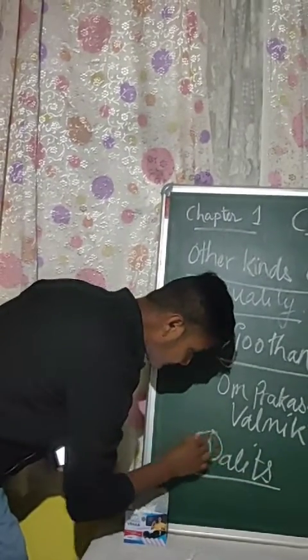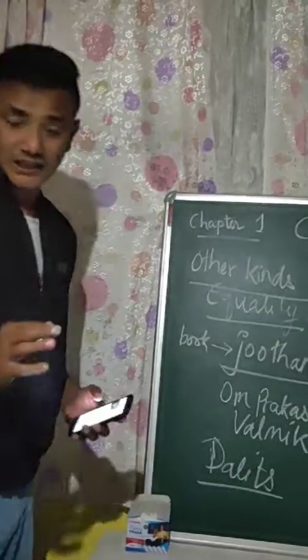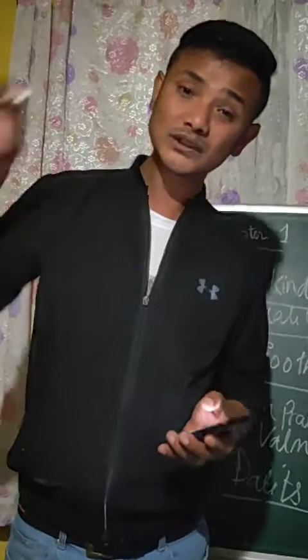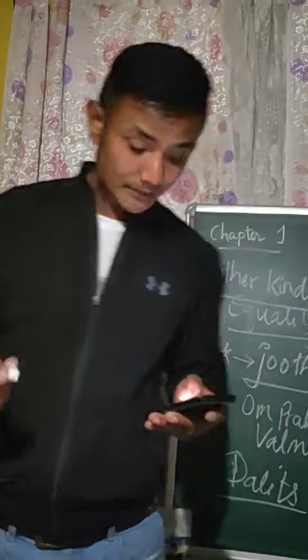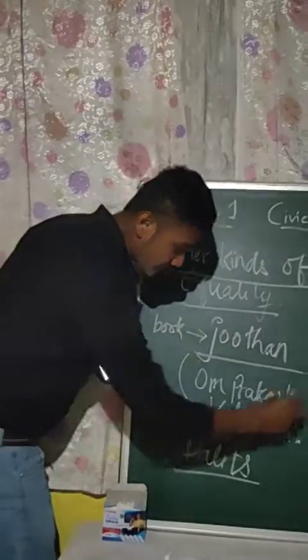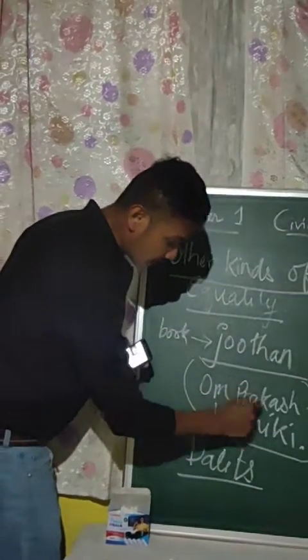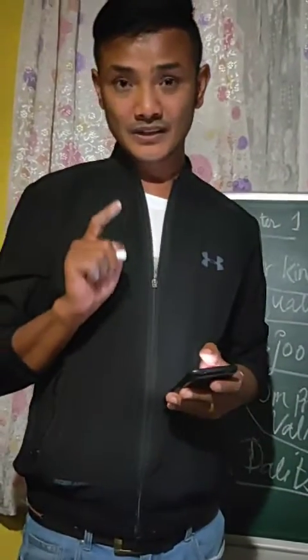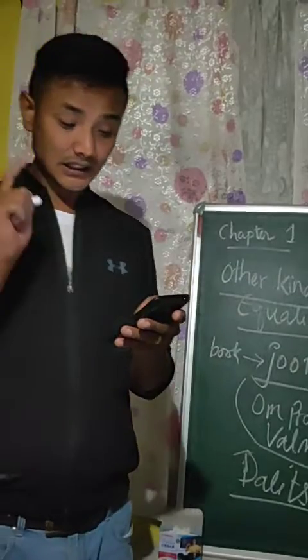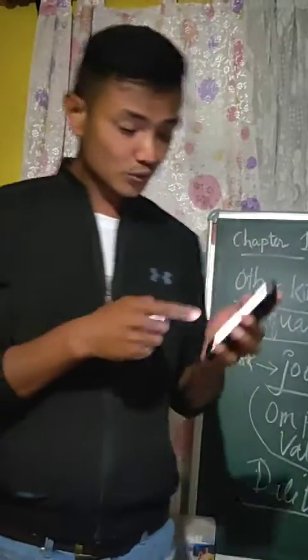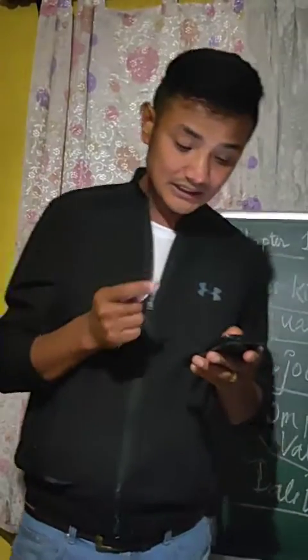Okay, Dalits. And what is Dalit? Dalits are the people from the lowermost caste of our Indian society. There is one book, Jootan, written by Om Prakash Valmiki, who was a Dalit boy. There is a short incident mentioned there. I'm not going through the whole book, I'm just telling you the story or incident.